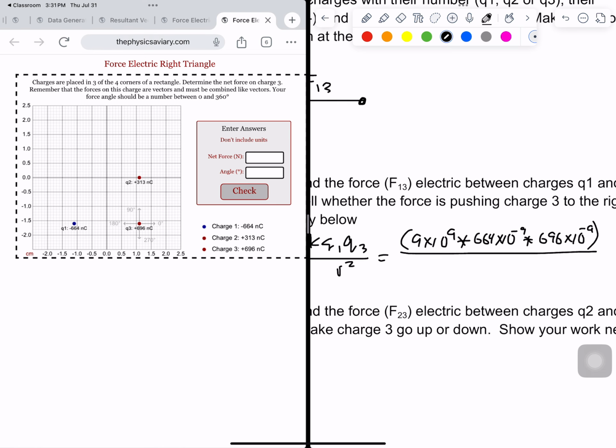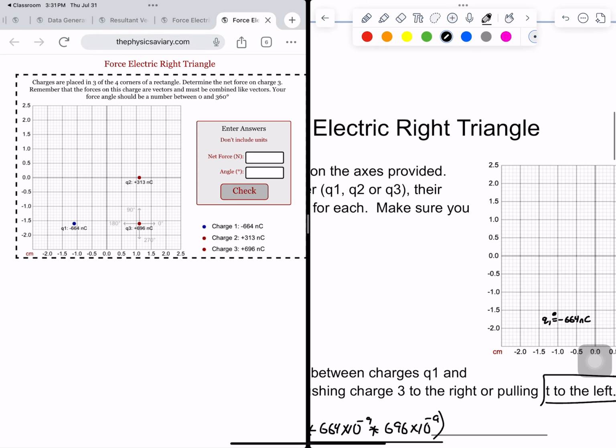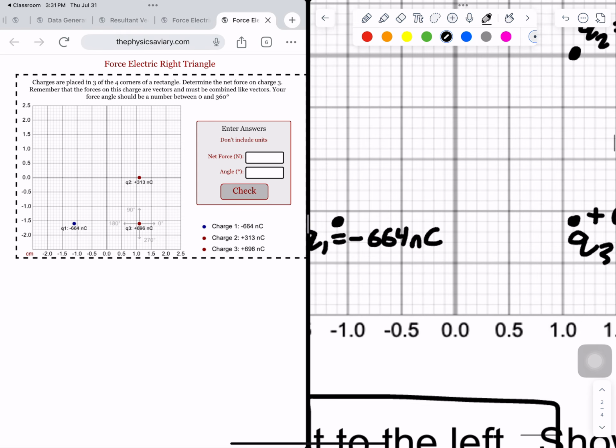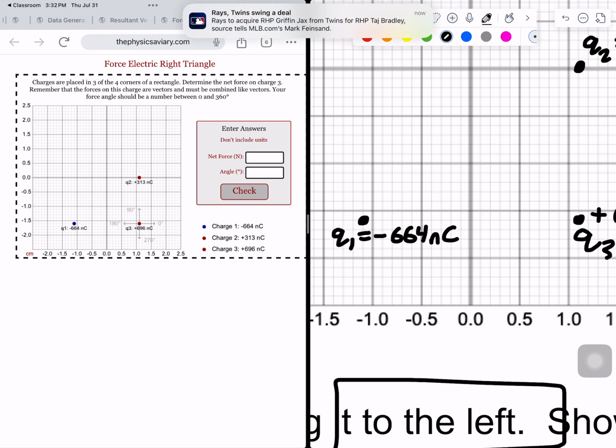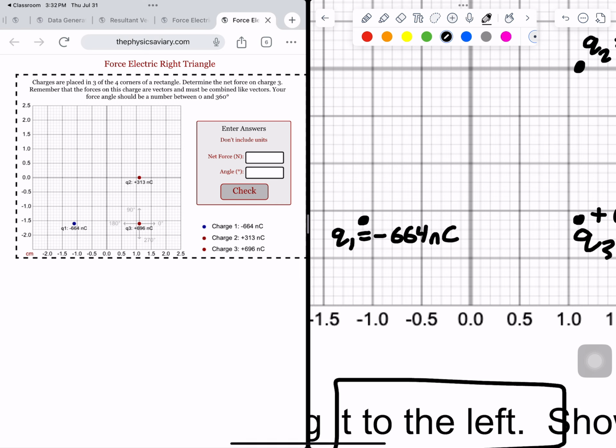All right, now I do have to count up the squares and see how far they are apart. So 1, 2, 3, 4, 5, 6, 7, 8, 9, 10, 11, 12, 13, 14, 15, 16, 17, 18, 19, 20, 21. Okay, let me see, I miscounted. That would be 20, 21, 22. Okay, so 22 boxes apart would be a distance of 2.2.